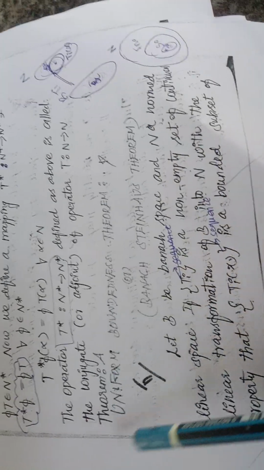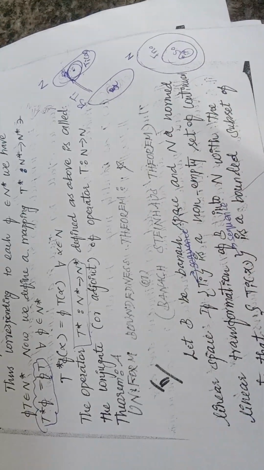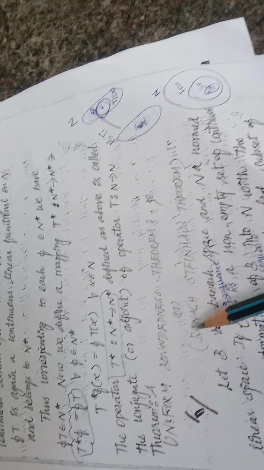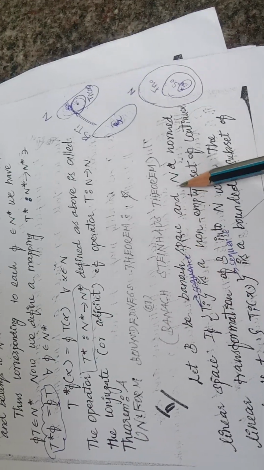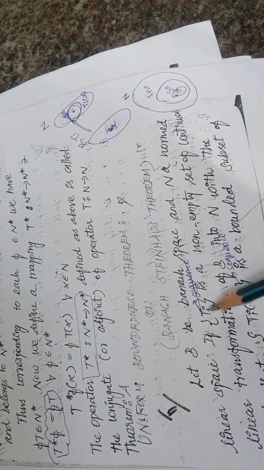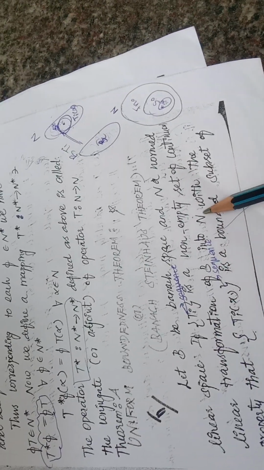We are going to see the uniform boundedness theorem. It is a very important theorem, otherwise known as the Banach-Steinhaus theorem. Let B be a Banach space and N be a normed linear space. Let {Ti} be a non-empty set of continuous linear transformations of B into N.